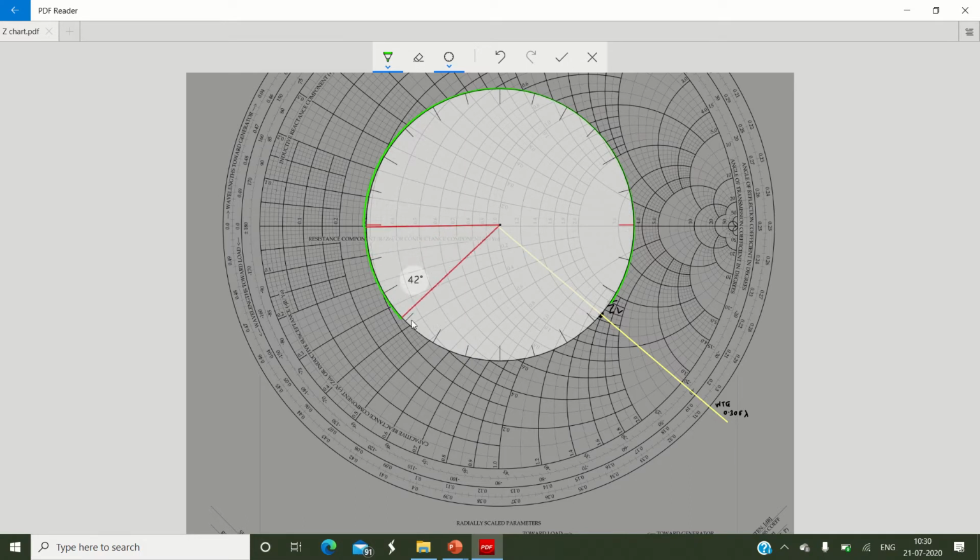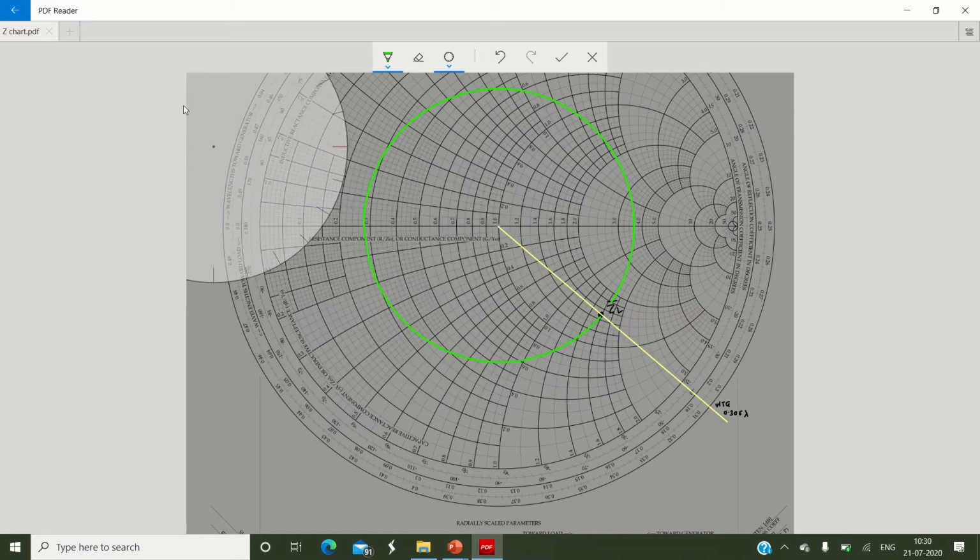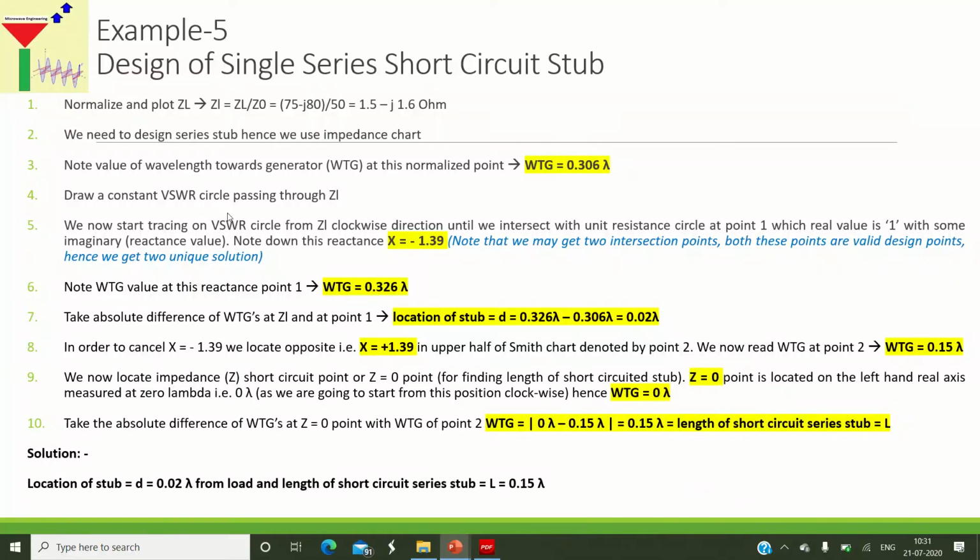I will draw from this side, in this way, approximately you can draw. And then you can remove the compass. Whatever green circle we observe here is nothing but a constant VSWR circle, which I have just drawn. So we have completed step number 4. We have drawn a constant VSWR circle.